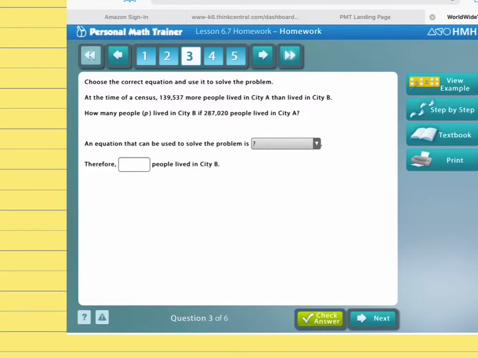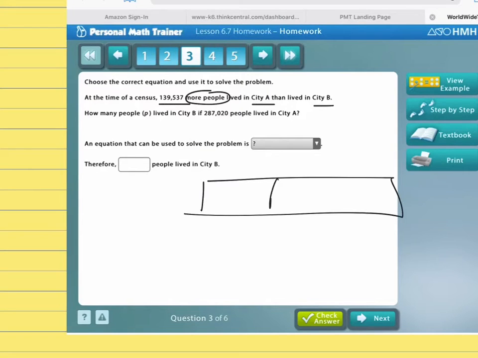We're going to choose the correct equation. So at a census, census is how they count people, there are 139,507 more people, so that's important, in City A than in City B. So City A has a greater population. So let's say this is the population of City A, and City B would be less than that. So City B is something less than that.